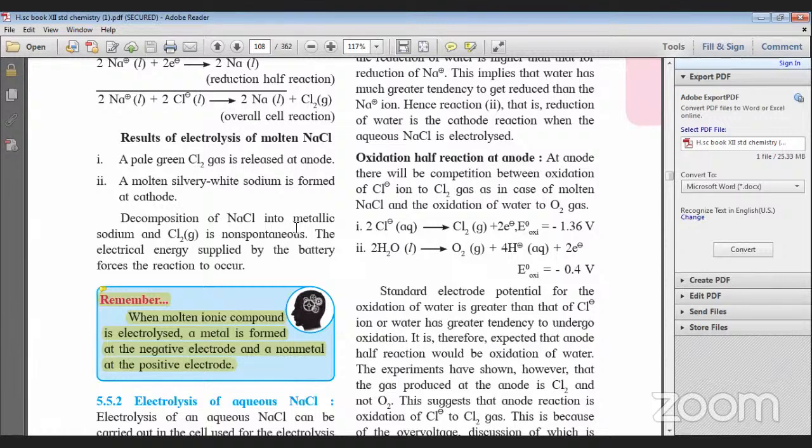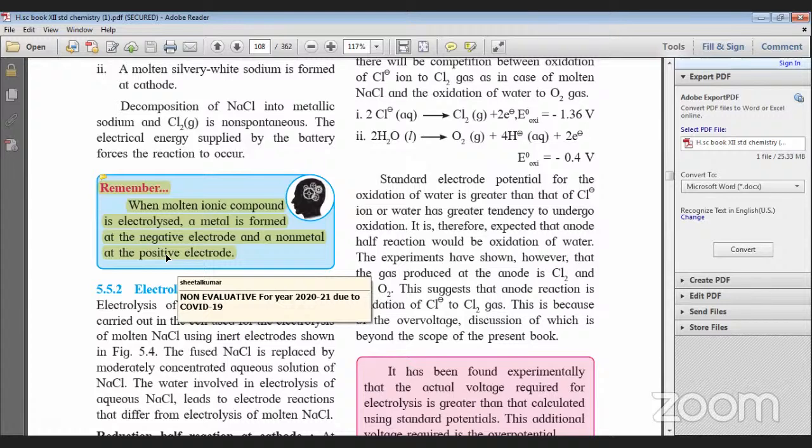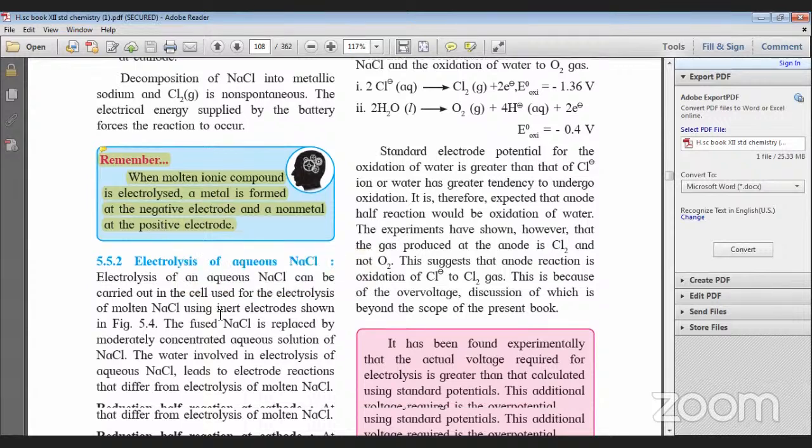Decomposition of sodium chloride into metallic sodium and chlorine is non-spontaneous, and the electrical energy supplied by the battery forces the reaction to occur. So the reaction will go on continuing. Okay. As long as you connect it to the direct electric current, this reaction will go on. Now, when you stop the flow, the reaction will stop.